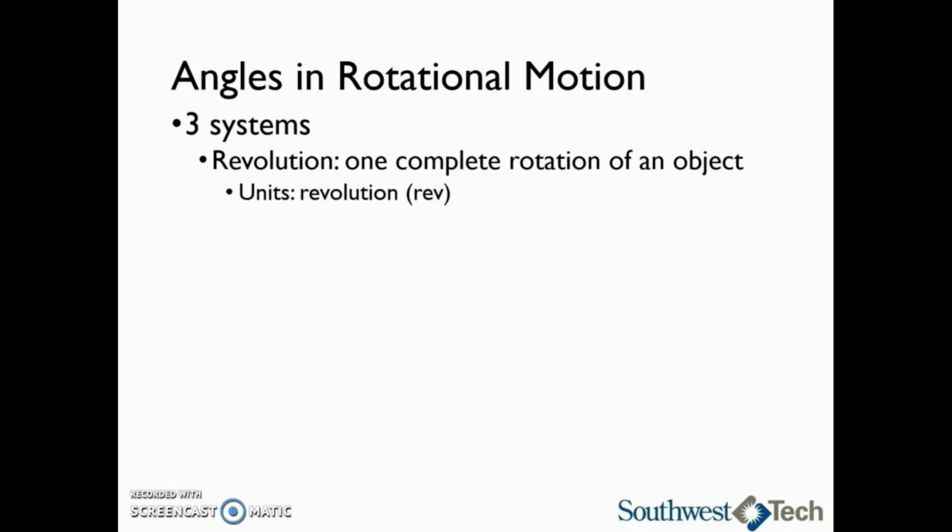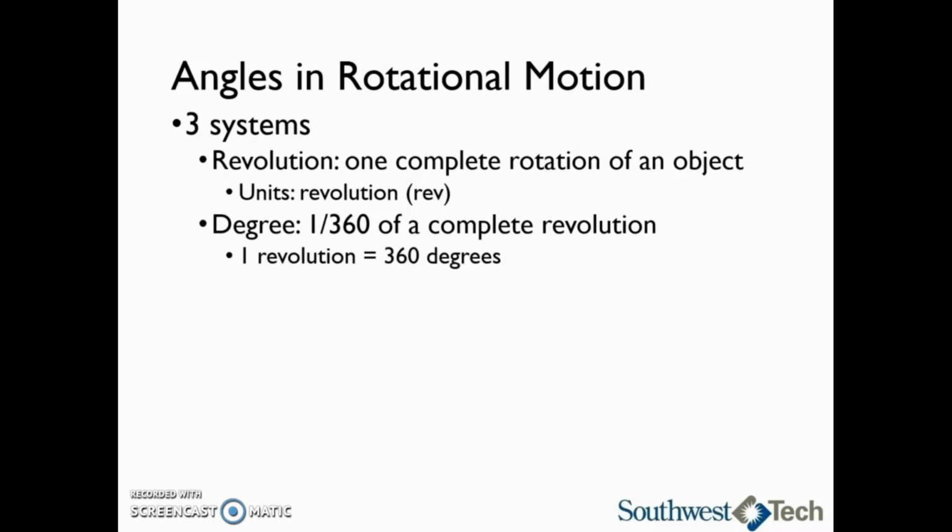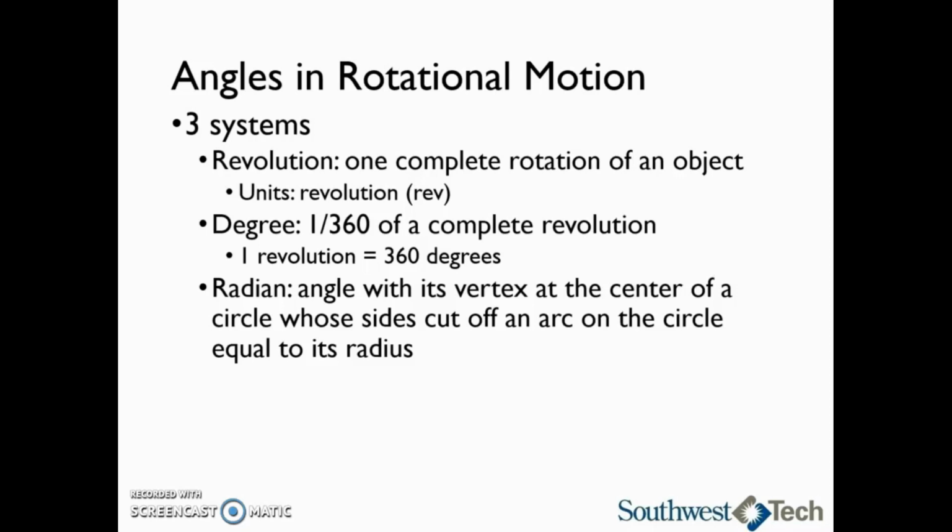The second system we can measure angles with is the degree, which you are probably already familiar with. 1 degree is 1/360th of a complete revolution or rotation. We will need the conversion factor that 1 revolution is equal to 360 degrees later on. The last way to measure angles is in radians. A radian is an angle with its vertex at the center of the circle whose sides cut off an arc on the side of the circle that is equal to its radius.